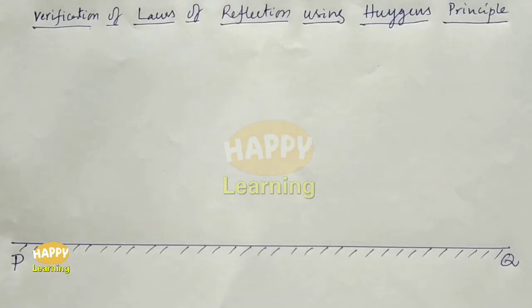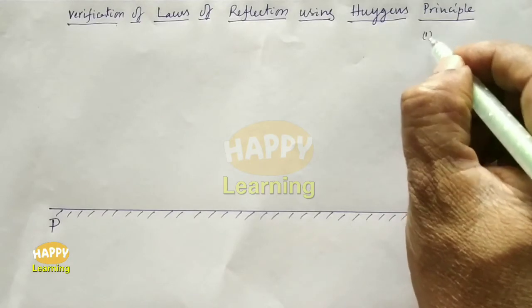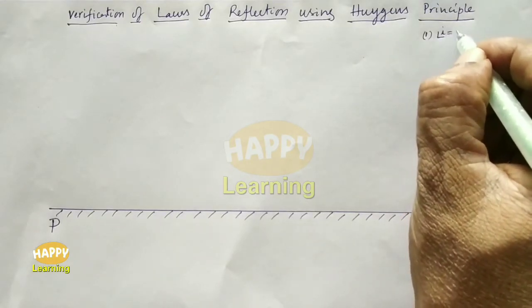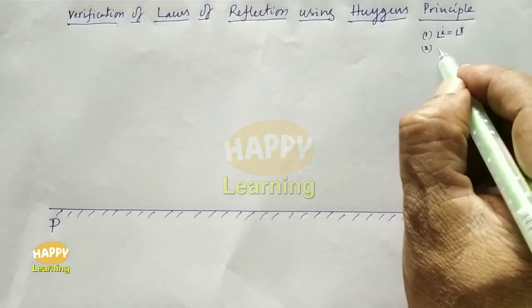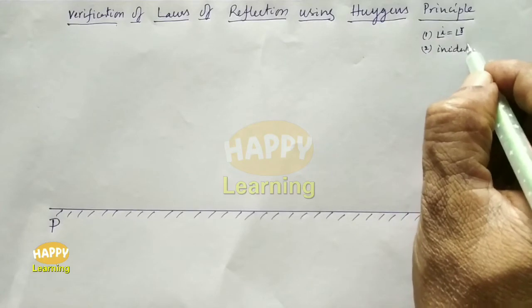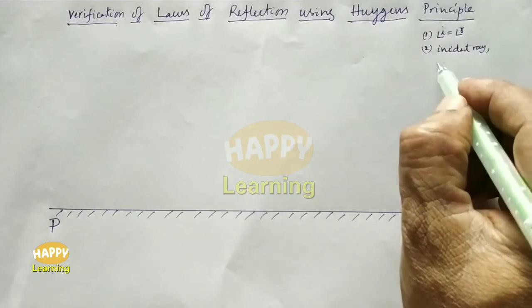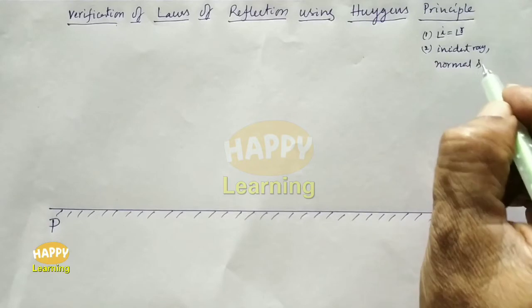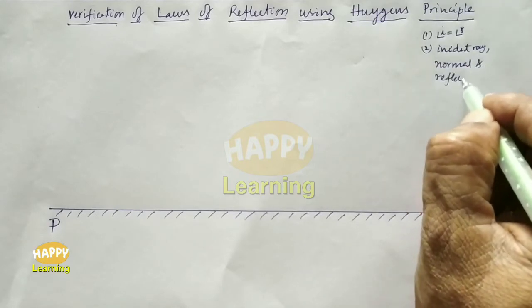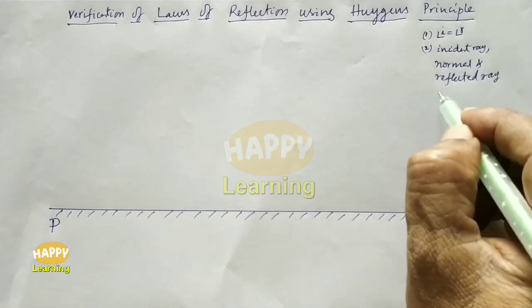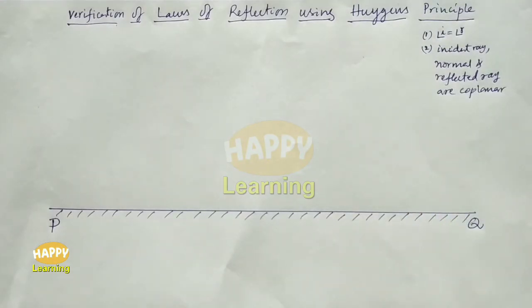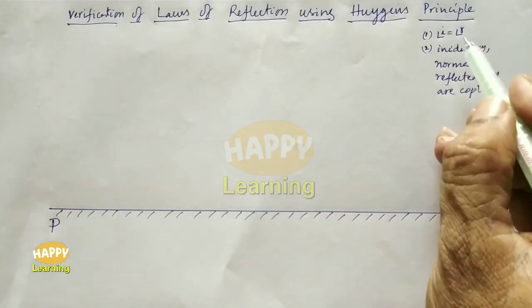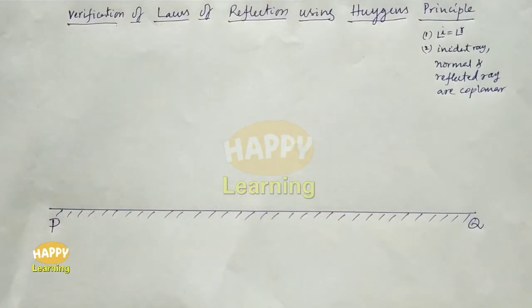What are the laws of reflection? Number one is angle I equal to angle R, and number two is the incident ray, normal and reflected ray are coplanar. So this is the second point of the laws of reflection. This is point 1, this is point 2. We need to verify these two.